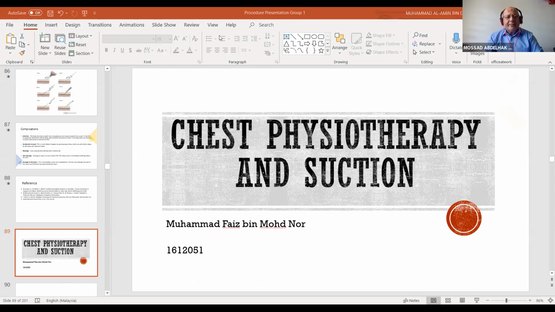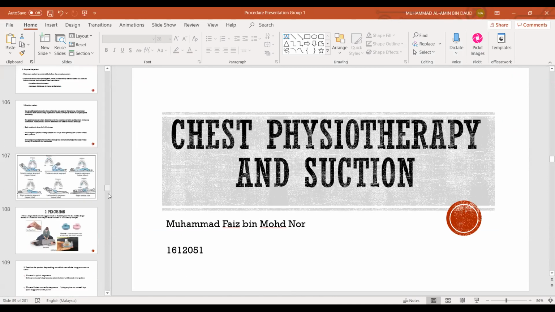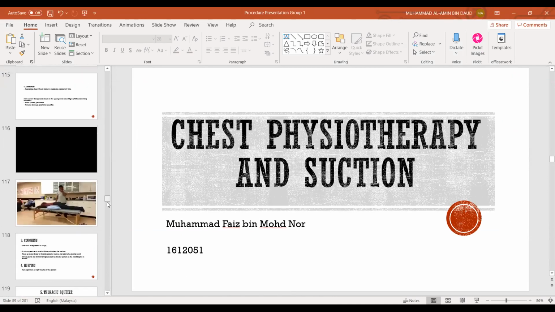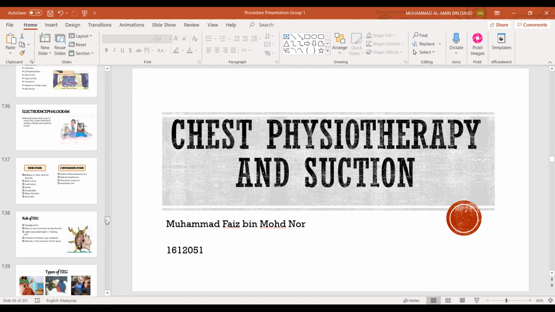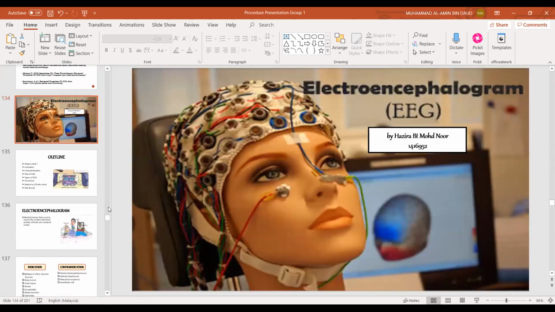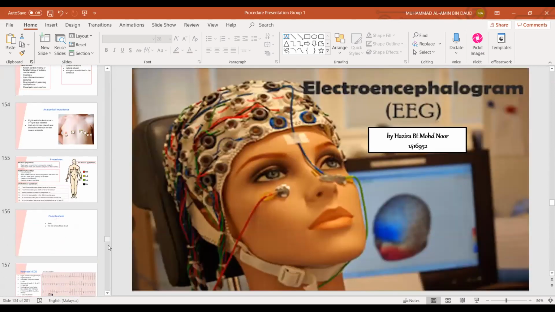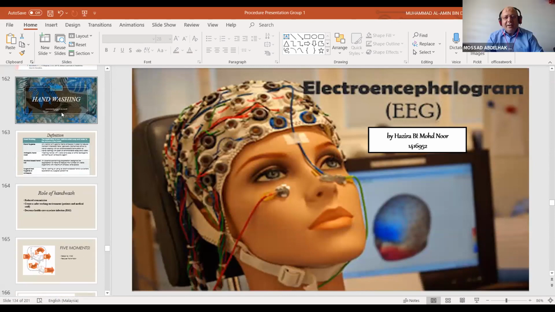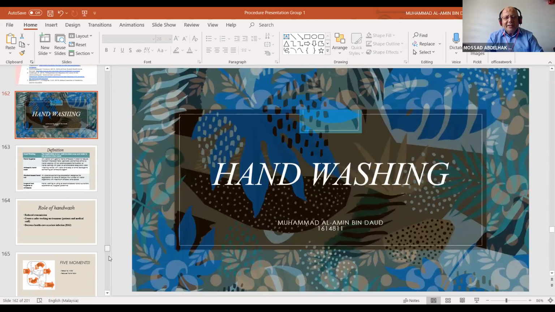Okay, what else? We have chest physiotherapy and suction, and then application of EEG electrodes, and then we have ECG, and then hand washing, and the last one is PPE. EEG. Very nice picture.